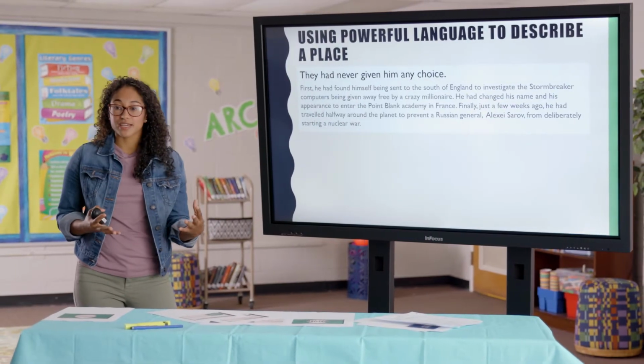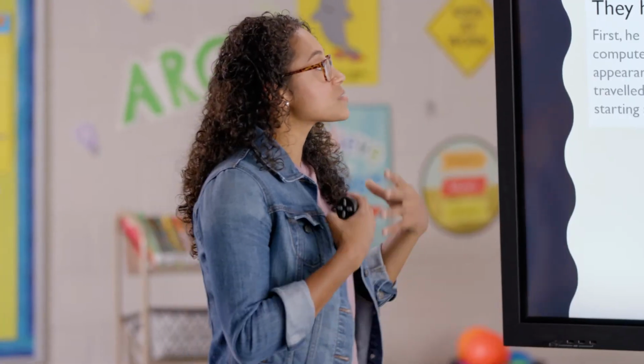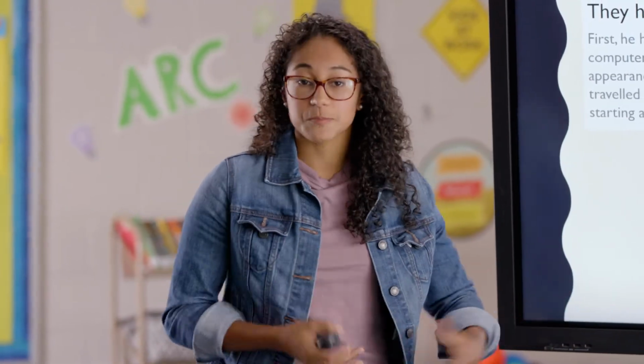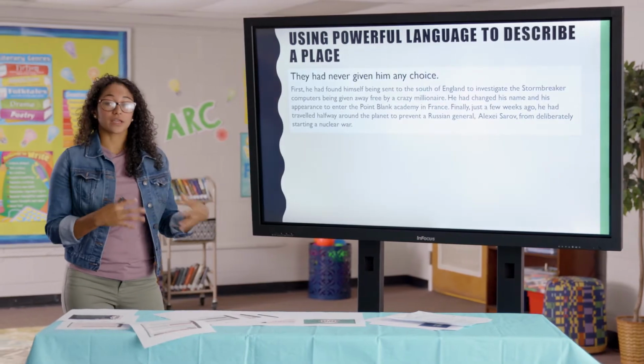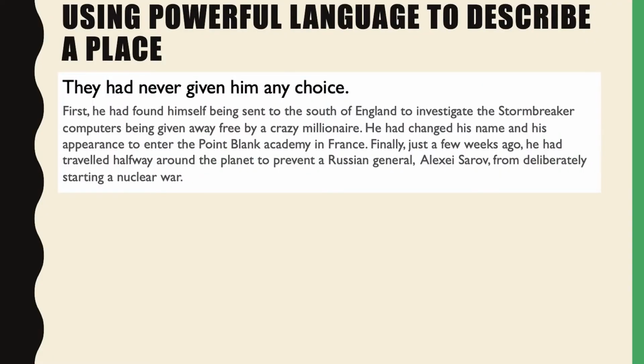Let's look at another example where the author uses powerful language to describe a place. They had never given him any choice. First, he had found himself being sent to the south of England to investigate the Stormbreaker computers being given away free by a crazy millionaire. He had changed his name and his appearance to enter the Point Blank Academy in France. Finally, just a few weeks ago, he'd traveled halfway around the planet to prevent a Russian general, Alexei Sarov, from deliberately starting a nuclear war.